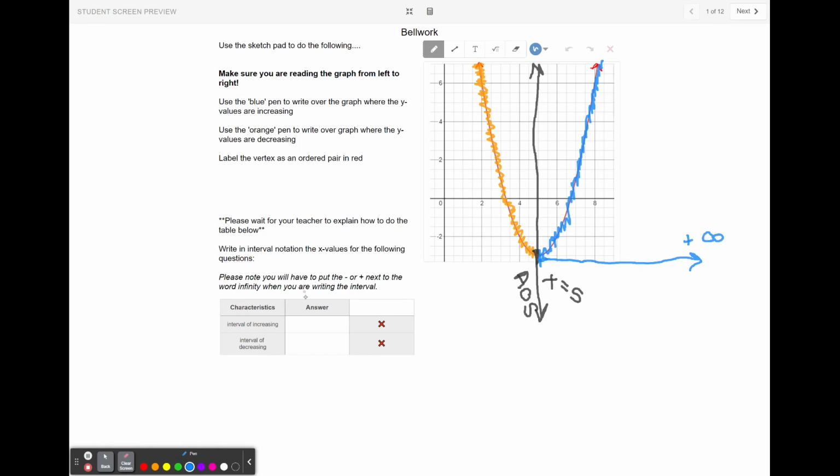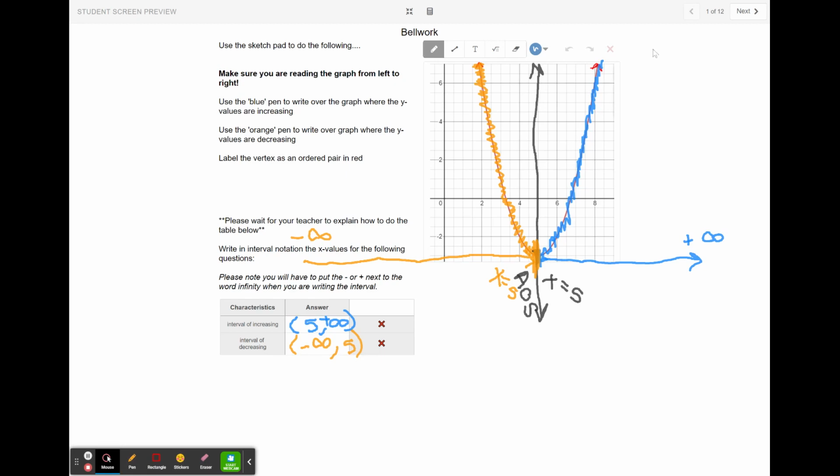So the interval of increasing is from positive 5 to positive infinity. Now remember, we're reading the graph from left to right. So we're starting to the left for the orange, for the interval of decreasing, and all the way to the left is negative infinity, but it stops. Where does it stop? It stops at x equals 5. So we're going to do negative infinity to 5.